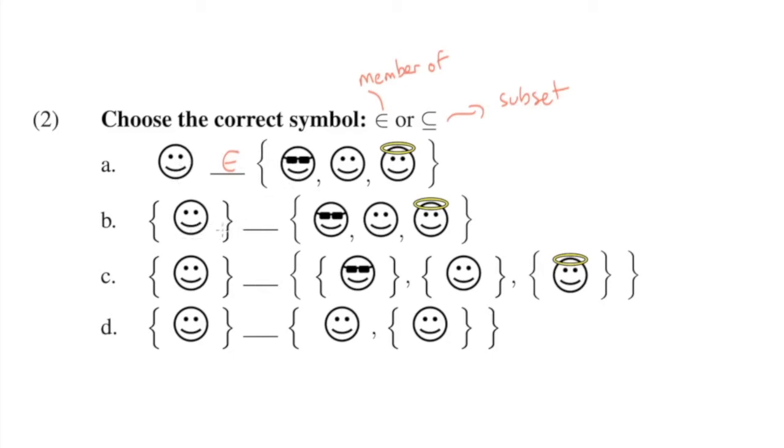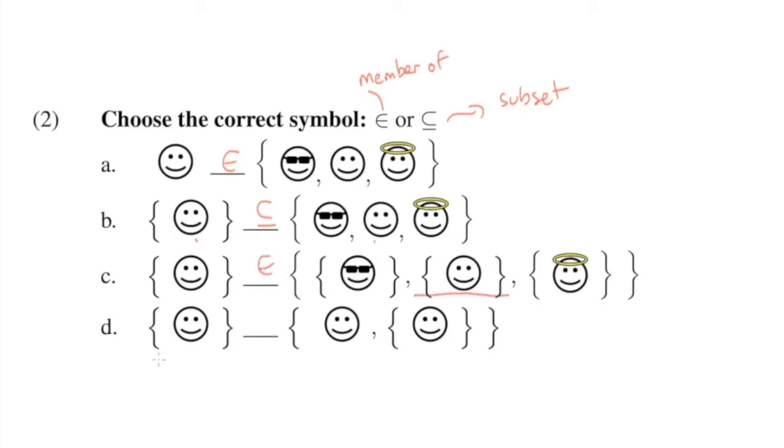Okay, let's look at the next one. So is the set containing smiley a member of or a subset of this set here? It can't be a member of because the set containing smiley is not an element of this set. It has to be a subset because every element of the left set is also an element of the right set. Okay, next one. The set containing smiley, is it a member of or a subset of this set here? It can't be a subset because that would mean that smiley has to be an element of this set here, which it isn't. But it is a member of because the set containing smiley is an element of the right set. So in this circumstance, it would be member of.